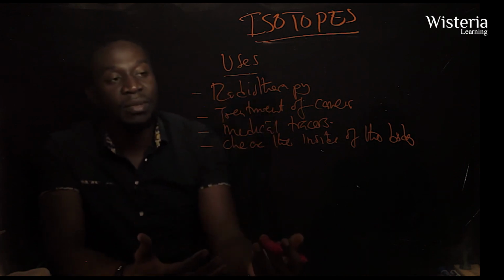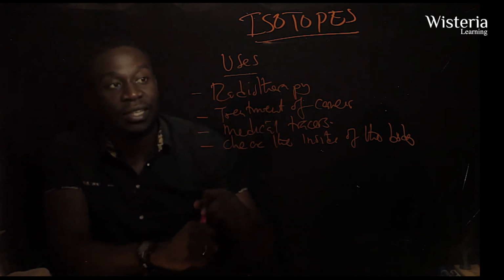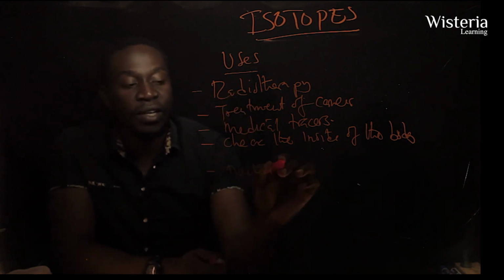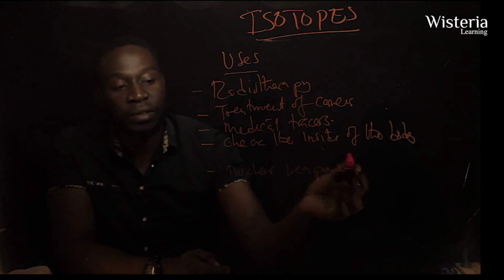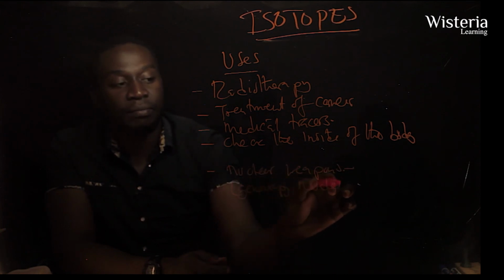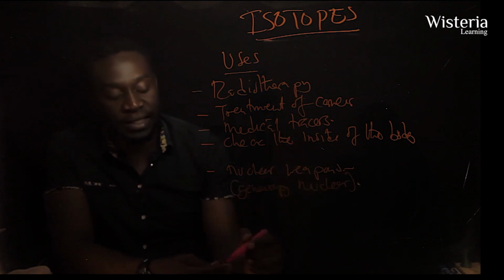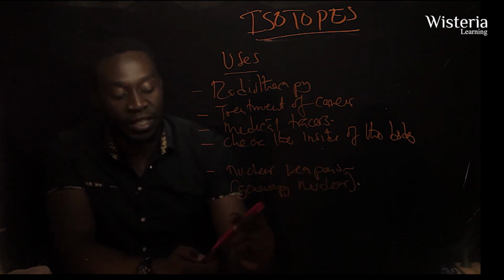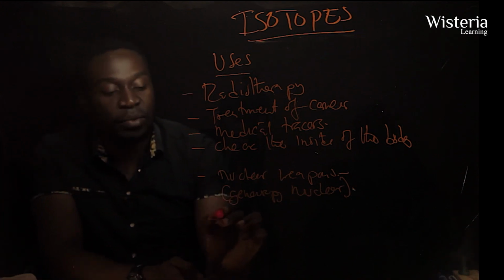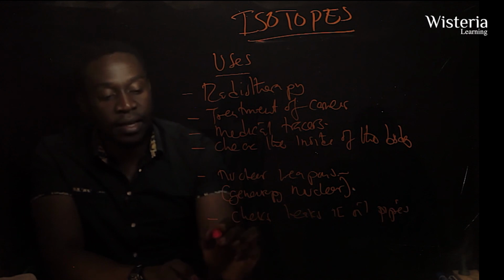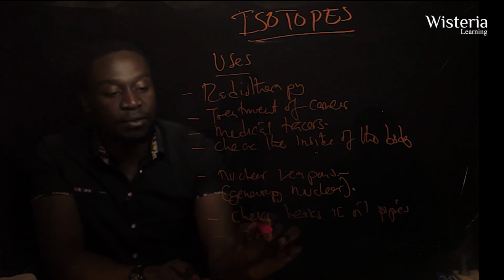How can we use them now in other industries? In other industries, we can use them for nuclear weapons, and also to generate nuclear power. So in nuclear power stations, we use isotopes. A good example is uranium-235. They can also be used to check the leaks in oil pipes, and they can also be used to preserve food.